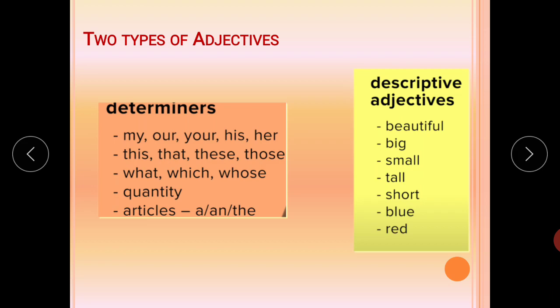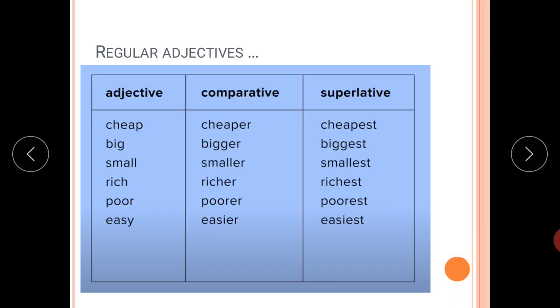And articles. This is a pen. A pen means we can easily identify it as one pen. It is a pen. It is one pen. So this is a little difficult to understand, the determiners, but they can also act as adjectives. But descriptive adjectives are very easy to understand. Just to differentiate, there are two types of adjectives. That's it.